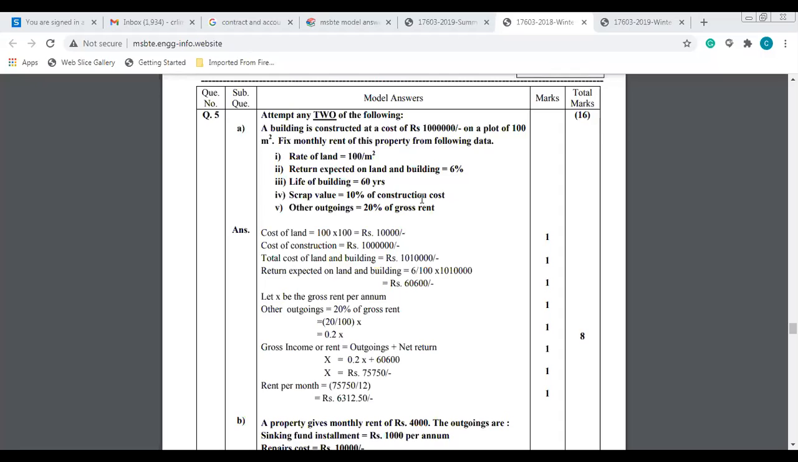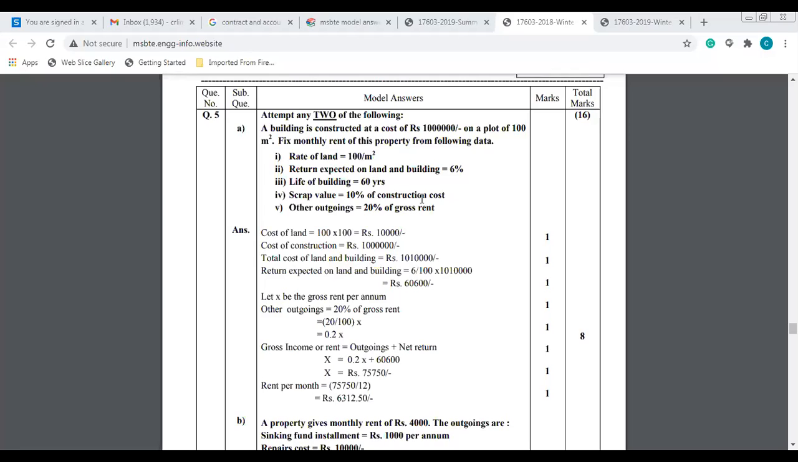Rate of land is given as 100 per meter square. Return expected on the land and buildings is equal to 6%. Life of building is given as 60 years. Scrap value is mentioned as 10% of the construction cost. Other outgoings are 20% of the gross rent. So this is the data which has been given. Now we have to fix the rent per month.